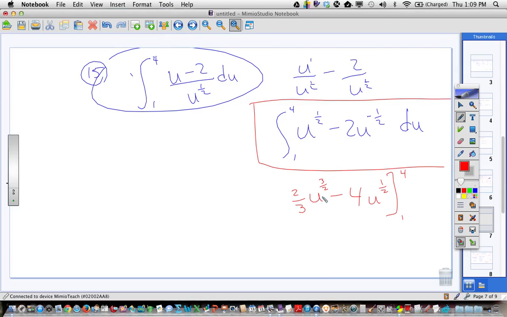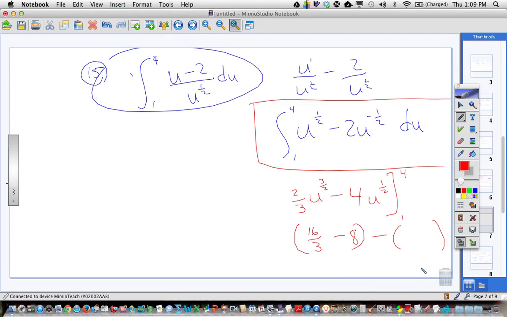Should you be able to do this? Yes. If you do, what's 4 to the 3 halves? The bottom number is what? The root, right? So that'd be square root of 4, which is 2. 2 cubed is 8. 8 times that is 16/3. Put a 4 in here. Square root of 4 is 2. 2 times 4 is 8. That's the first part of the fundamental theorem.